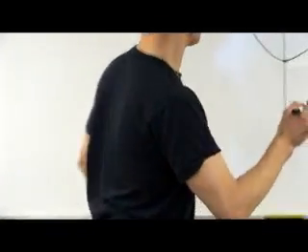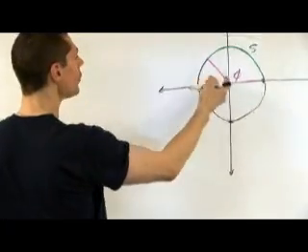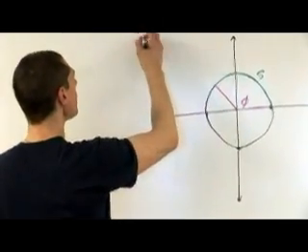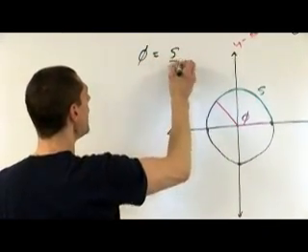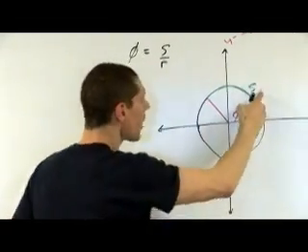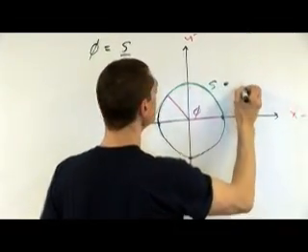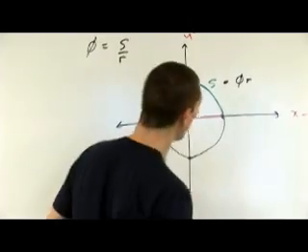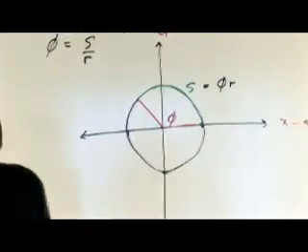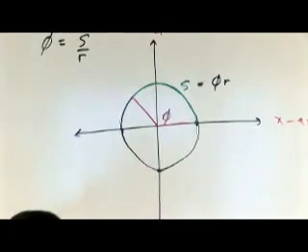So we already talked about how theta was defined. We know that theta is equal to s over r. That means this arc length is equal to theta times r. And this is a practical formula for figuring out distance if we have it.